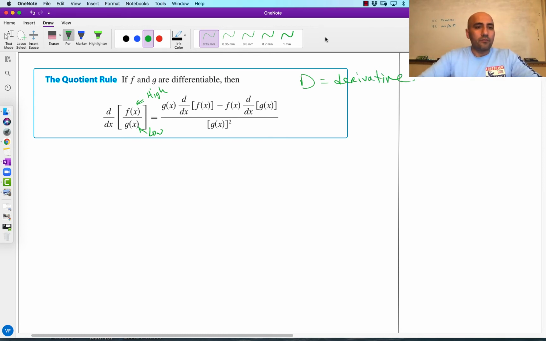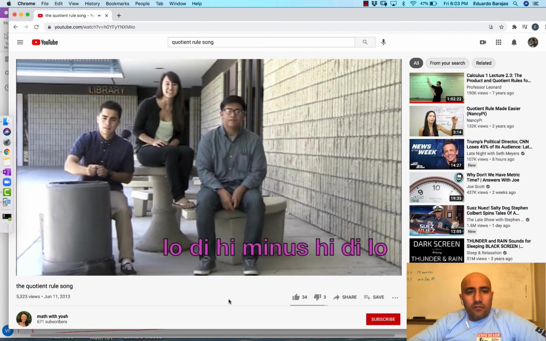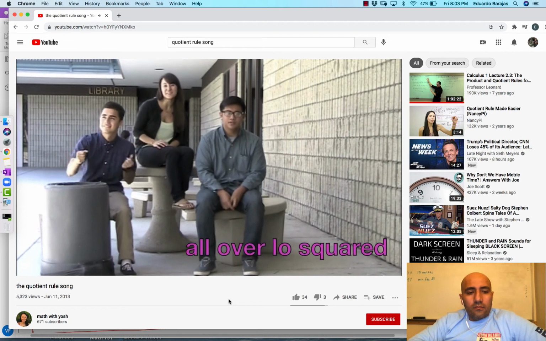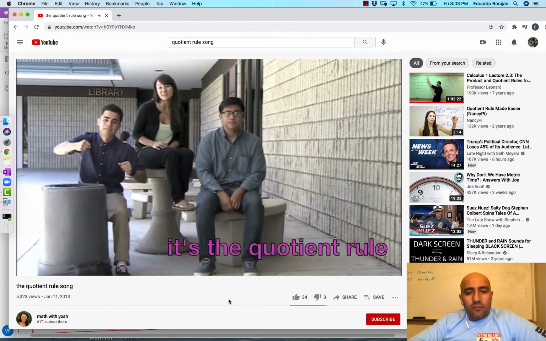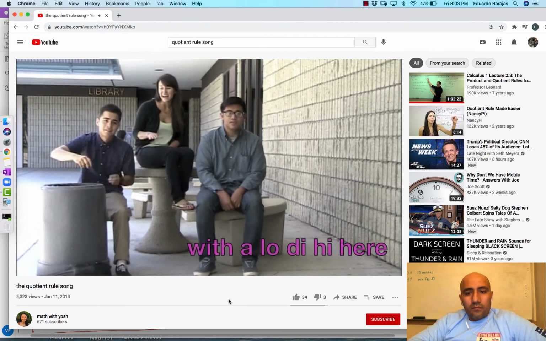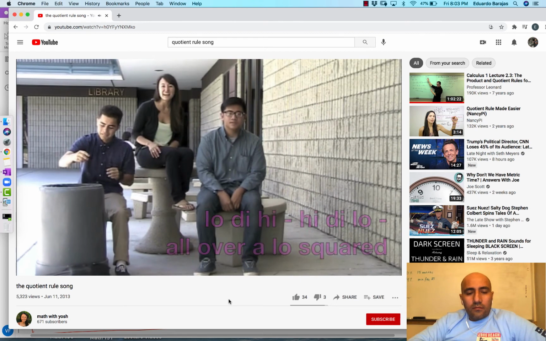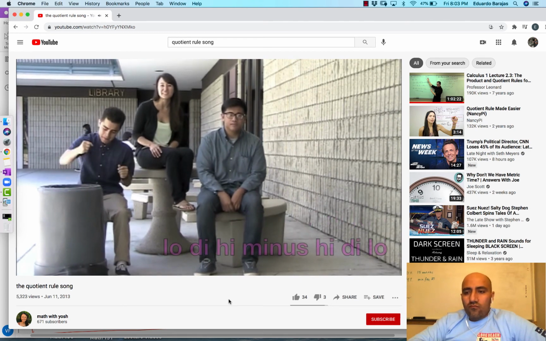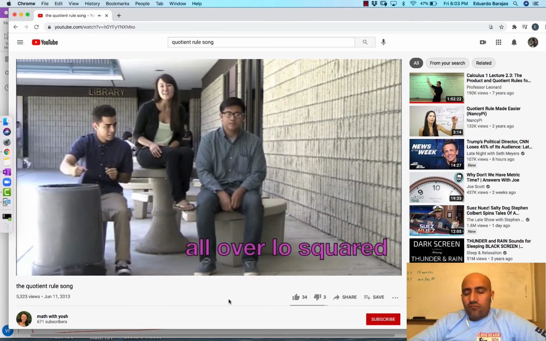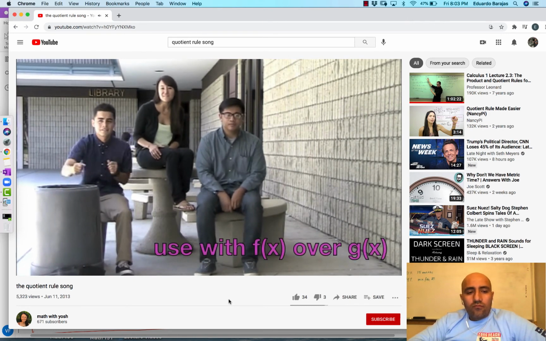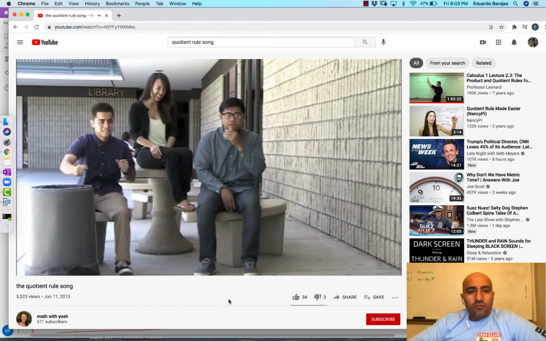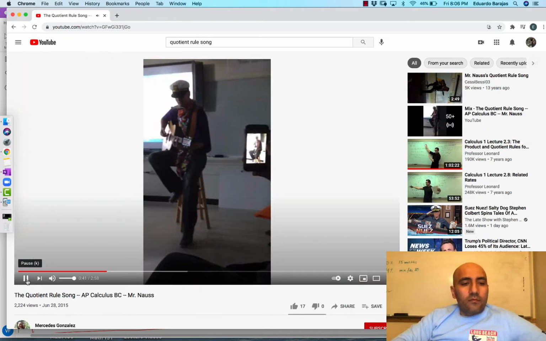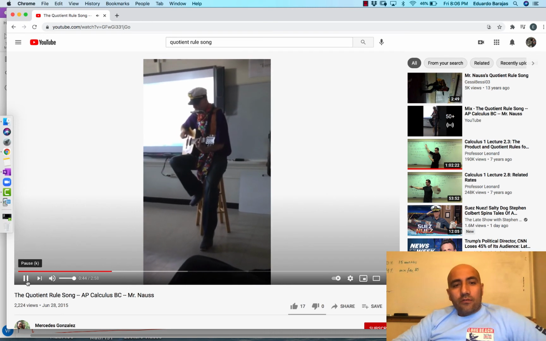Okay, so here we go. Low d high minus high d low, all over low squared. Use it for f of x over g of x. It's the quotient rule, with a low d high here and a high d low there. Low d high minus high d low, all over low squared. Use it for f of x over g of x. It's the quotient rule. And this guy's my hero.